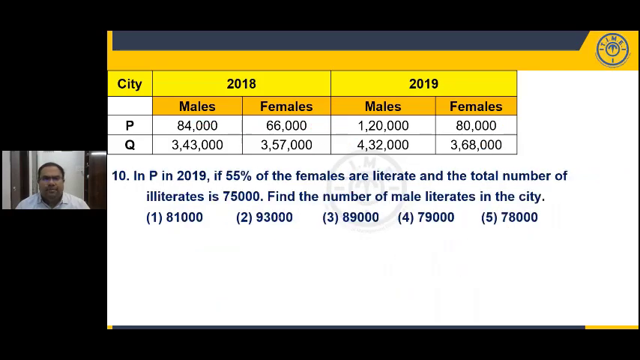Okay. 10th question. I'll give you 45 seconds. Try this one. I've done 6, 7, 8, 9. Try this one. Simple question. This one also.